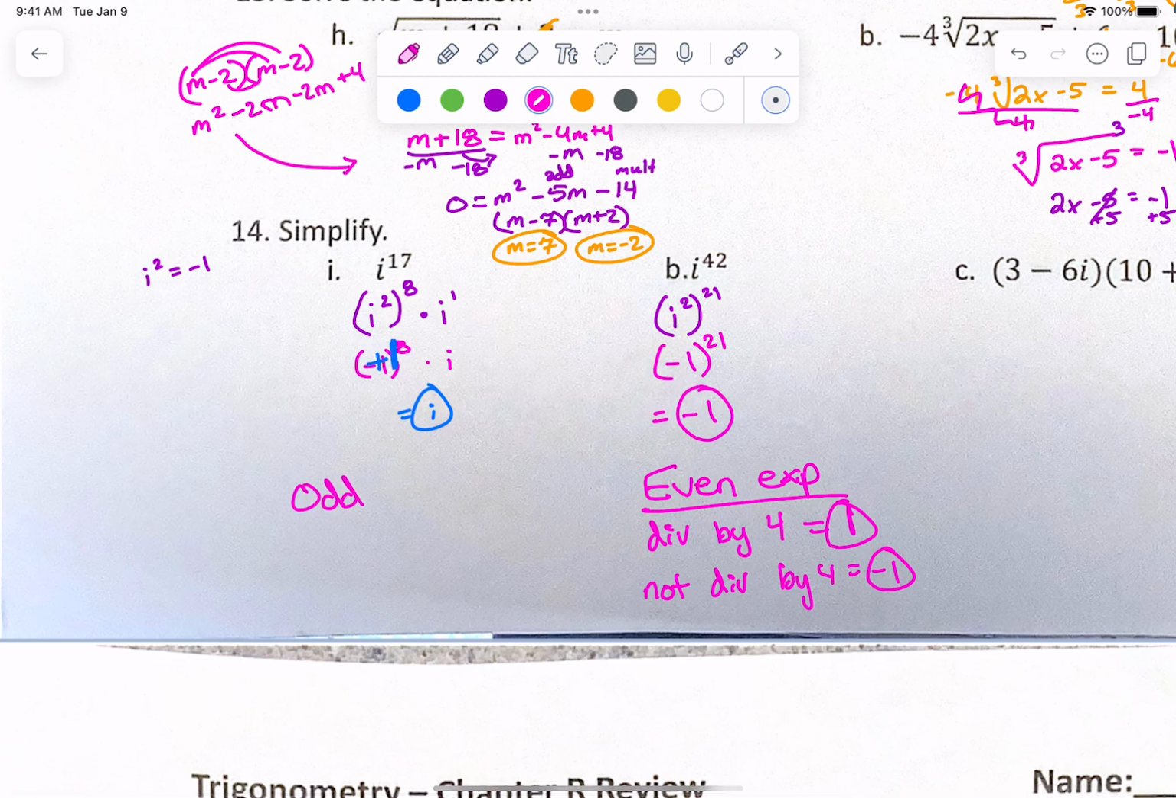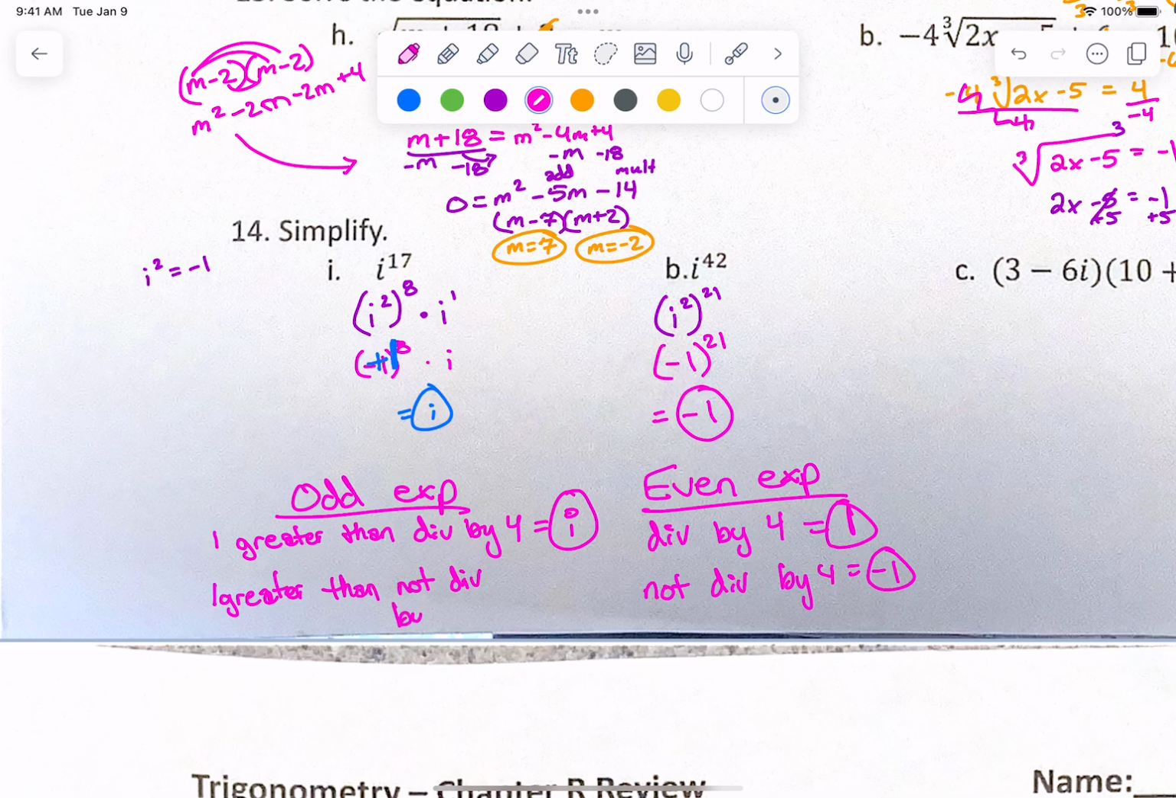If it's an odd exponent and it is 1 greater than a number divisible by 4, like 17, which was 1 greater than 16, my answer is going to be positive i. If it's 1 greater than a number not divisible by 4, it's going to be negative i. Was that true for our 2 questions that we just had? Yes. Okay, we'll stop there.